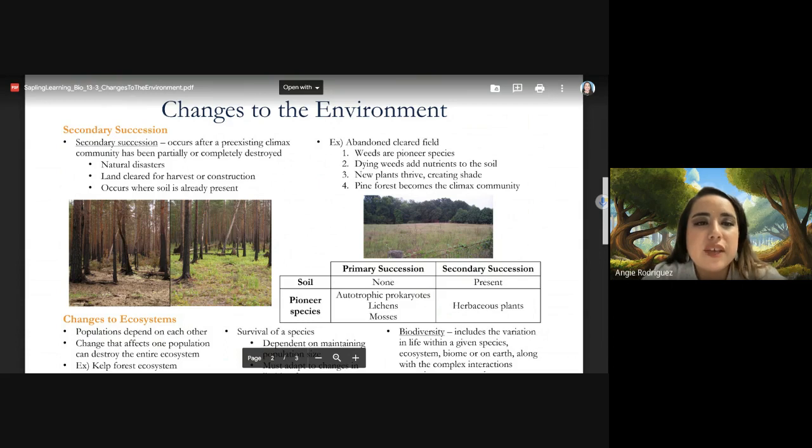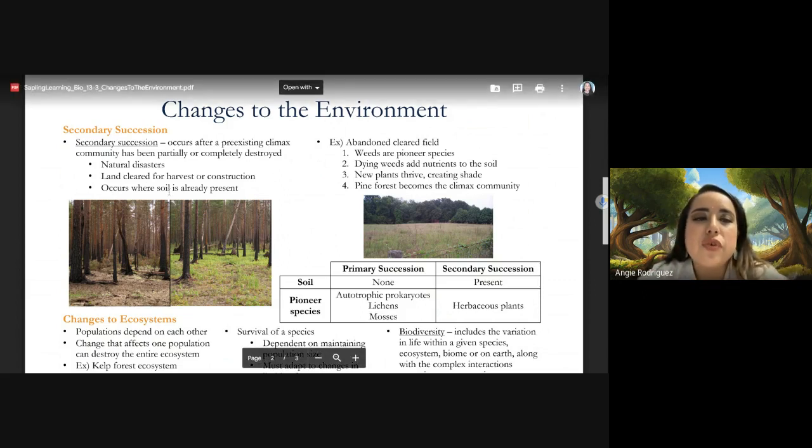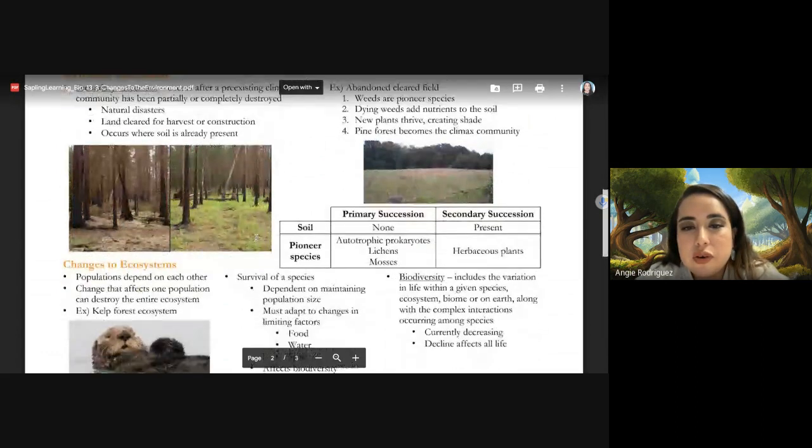Secondary succession occurs after a pre-existing climax community has been partially or completely destroyed. So it can happen because of natural disasters, let's say deforestation, where your land is cleared for harvest, or let's say construction and building houses there, or there's a store going to be built there. And remember, your soil is already present, already set in place.